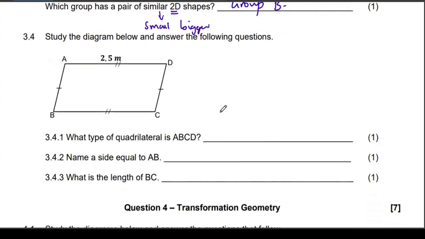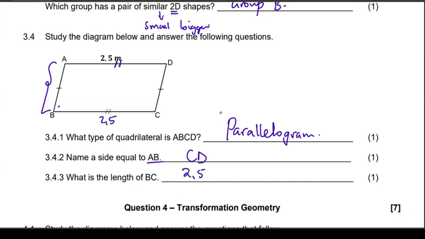All right, 3.4. Study the diagram below and answer the following questions. What type of quadrilateral is this? So we know that this is a parallelogram. Parallelogram, the cousin of a rectangle, but the angles are not 90. Then name a side that is equal to AB. So if this is AB, the opposite sides must be the same. So the side is going to be CB. What is the length of BC? If this is 2,5, even this side we must have 2,5 meters, because opposite sides are equal, and even the markings themselves are indicating that.